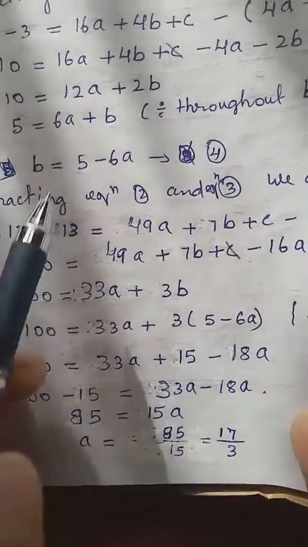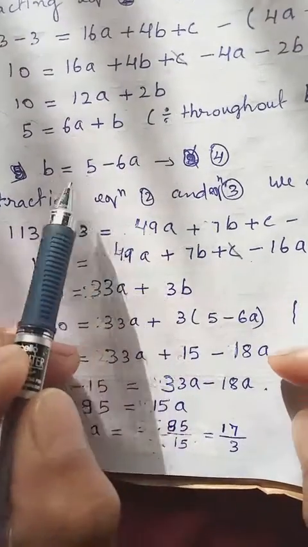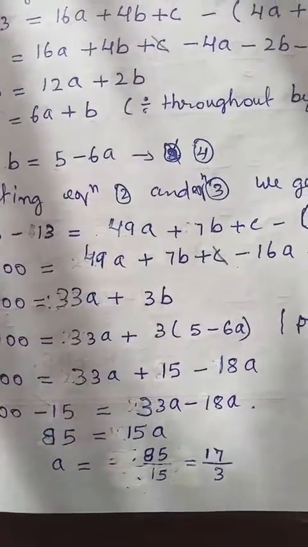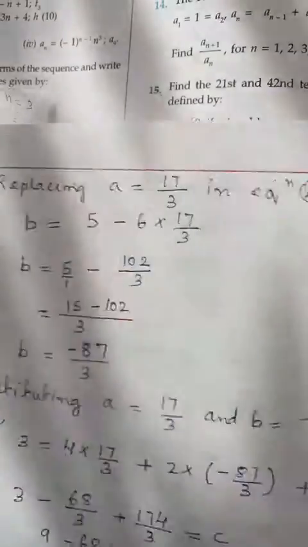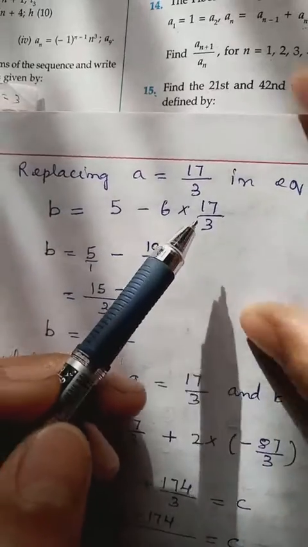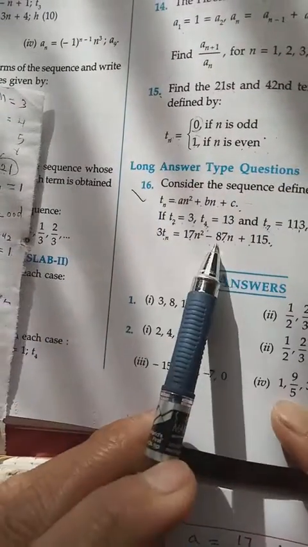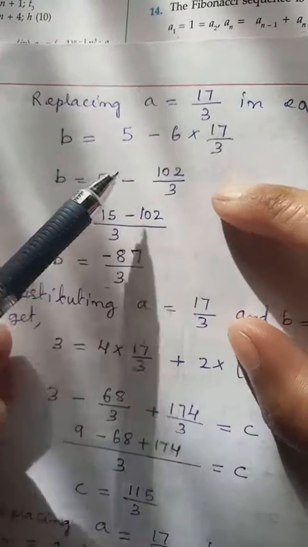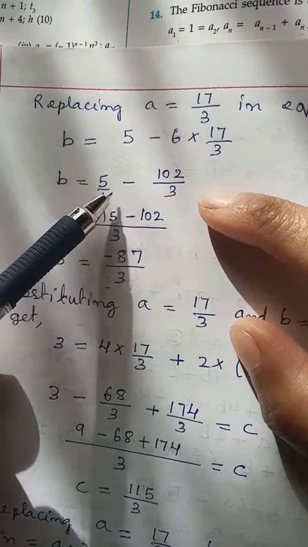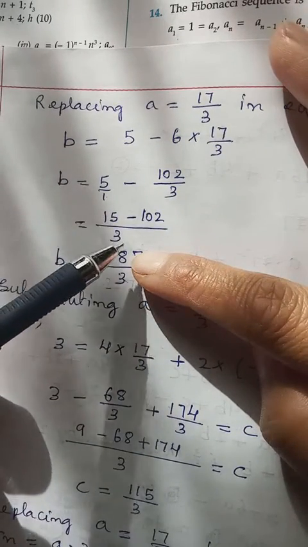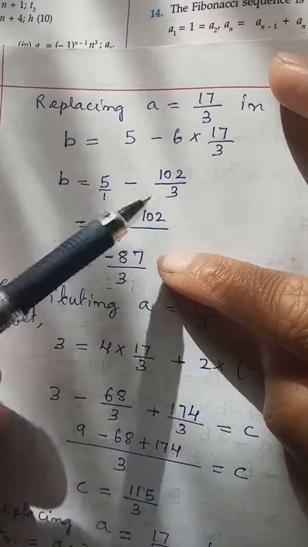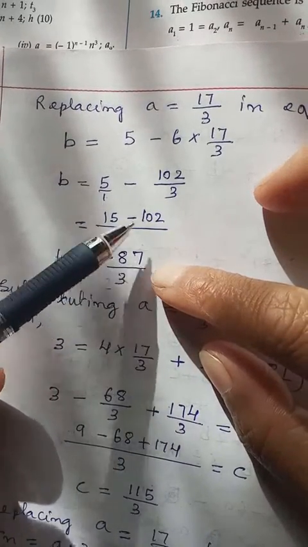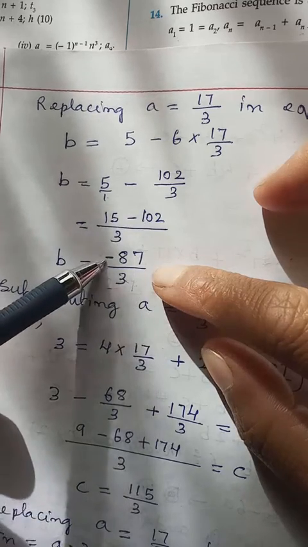Now we get A. So let's replace here to get B. So B equals 5 minus 6 into 17 by 3. Actually, we can cancel here, but if you see from here, we want 87, so no need to cancel. Let it be like that. 6 into 17, we have 102. We take LCM of 1 and 3, 3. 1 divide 3, 3. 3 into 5, 15. This one same, we get 102. So 102 minus 17, 87. 102 is greater, so we have minus.